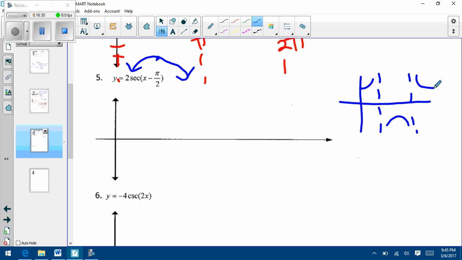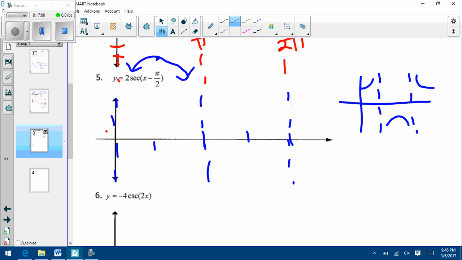So the asymptotes were at pi over 2 and 3 pi over 2. Now the asymptotes move to pi and 2 pi, which sounds very familiar to us from a second ago with cosecant. When you translate the graph of secant pi over 2 to the right, it winds up corresponding with the graph of cosecant. So even though this is a secant curve, because of the phase shift, it's going to look very much like a cosecant graph.